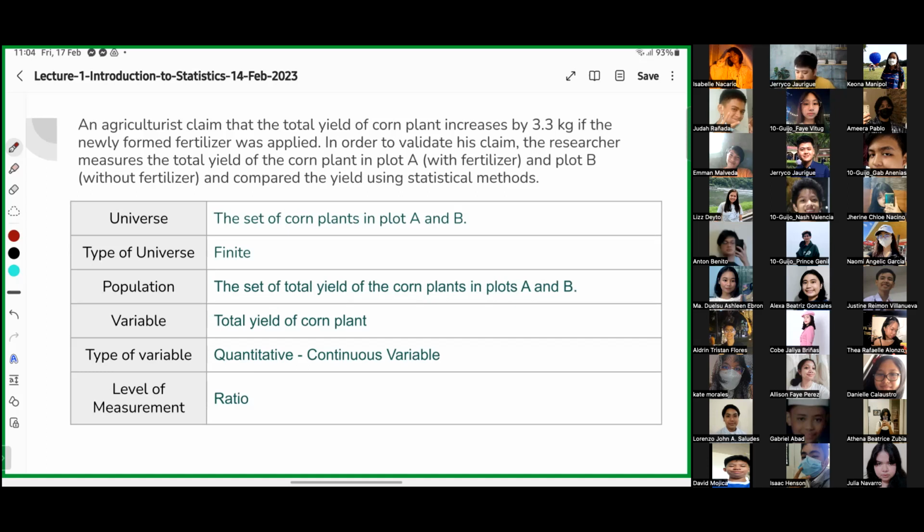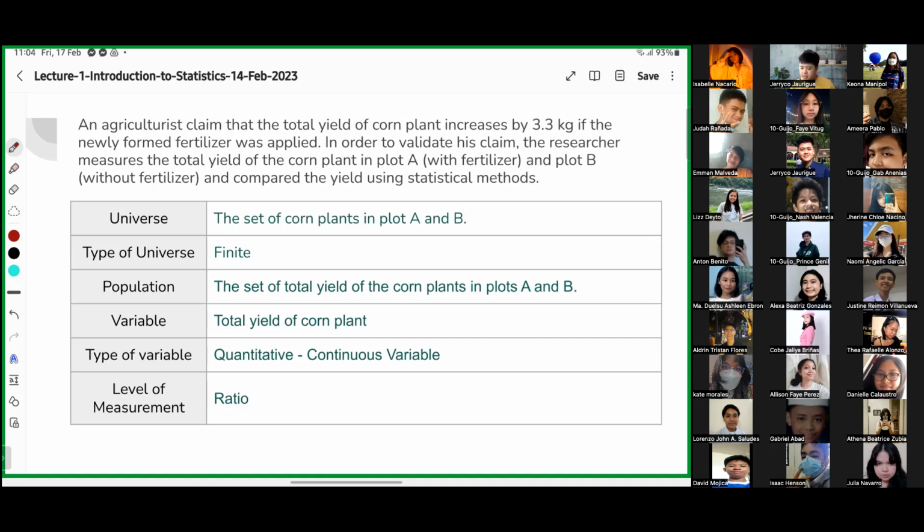So, mini-measure nila yung yield in terms of kilograms. Tapos, ang claim nila, tumataas daw using a certain fertilizer. So, the set of corn plants in plot A, I put a finite type of universe here, provided na bilang natin yung corn plants. Alright? Provided na bilang. Doon sa plot A and B.